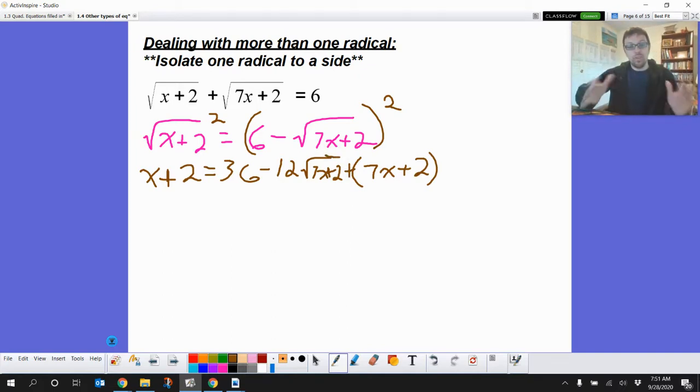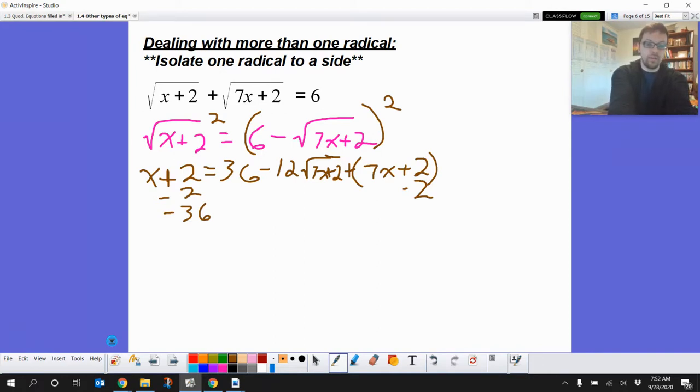So I ended up with a huge mess on that right-hand side. However, I did reduce the total number of square roots I've got in this problem now. I started with 2, now I only have 1. So I can try to get that square root of 7x plus 2 by itself now. Let's just start bringing stuff over. I'm going to subtract a 2 from both sides and subtract a 36.